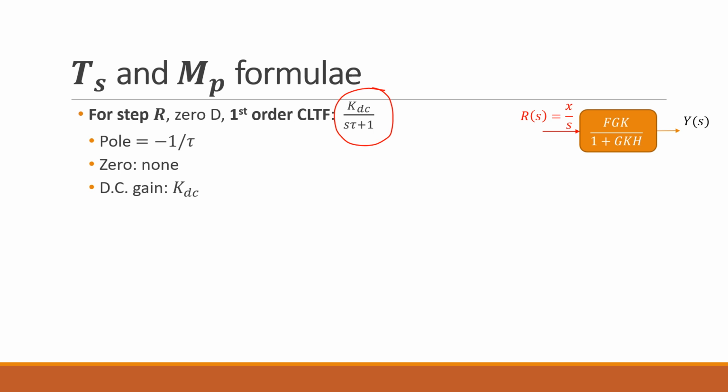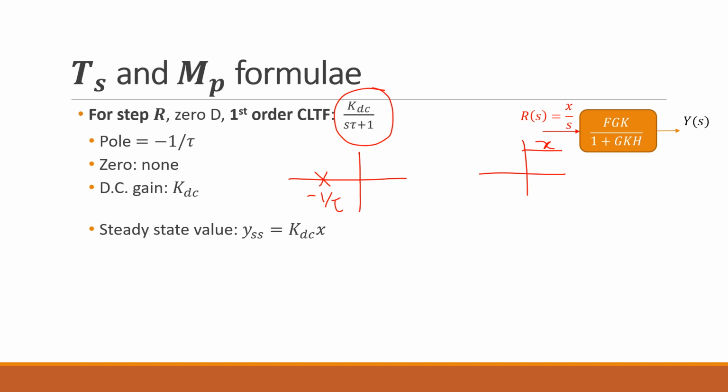We can draw the pole zero diagram of the system. There would be no zeros, just one pole, and the pole would be at the location minus 1 over tau. If you give in a step reference command, so it would start from 0 and suddenly become equal to a value, say x, and stays at x forever, then y is going to start from 0 and eventually reach a constant value. The steady state value of y, y steady state, is going to be the DC gain K_DC multiplied by the reference command value, which is x.